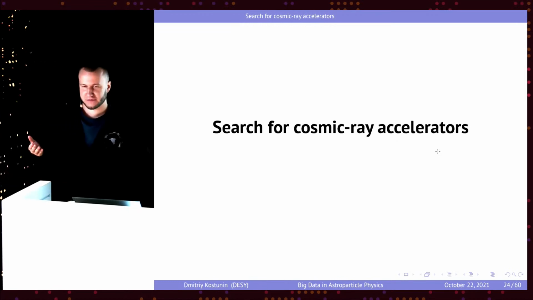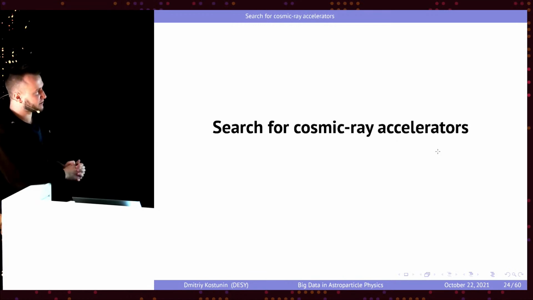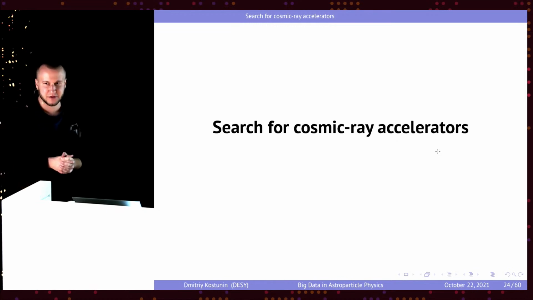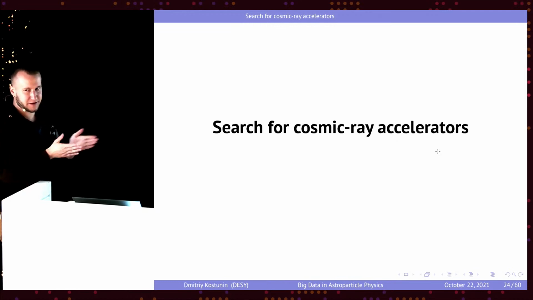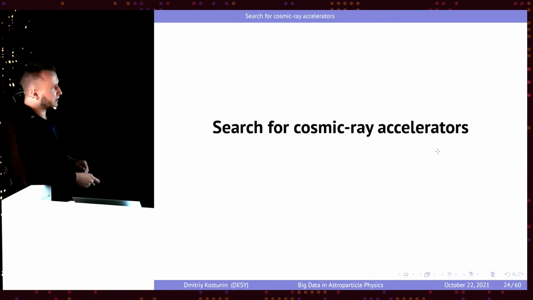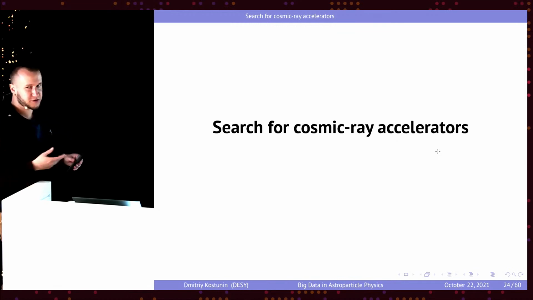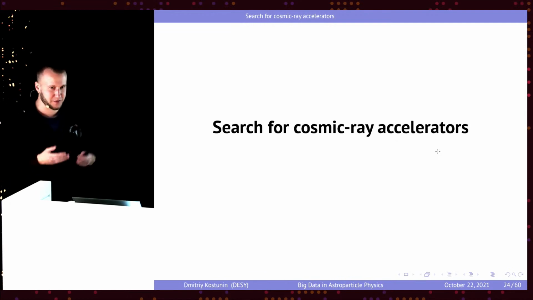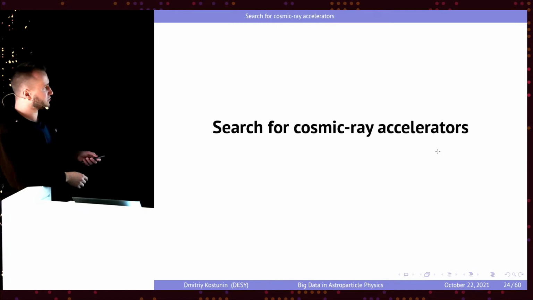I told you that cosmic rays are charged, and charged particles are deflected in magnetic fields. But how can we trace the source? Then we need some neutral particle, right? If a particle has no charge, it just propagates straight and can point us to the accelerator. Okay, so which kind of neutral particle do we have? The most obvious answer is a gamma, a photon. We know how to work with photons. We can produce photons in the laboratory and so on. And then we can go search for photons.